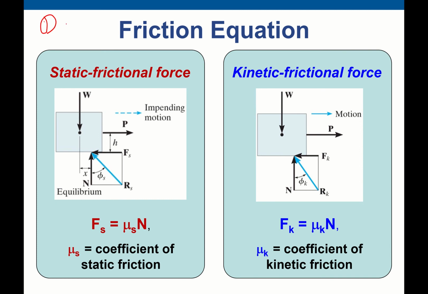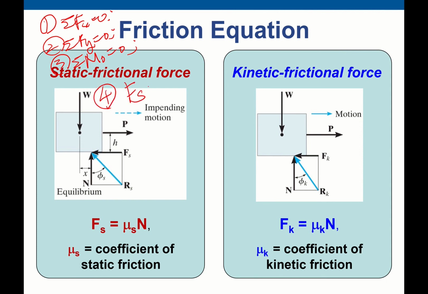First one is sigma Fx should be equal to 0. Second one is sigma Fy should be equal to 0. And the third one is sigma moment at any point should be equal to 0. And the last one is the frictional force. We are dealing with static frictional force equal to mu s times the normal force.